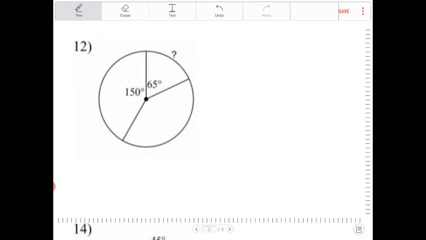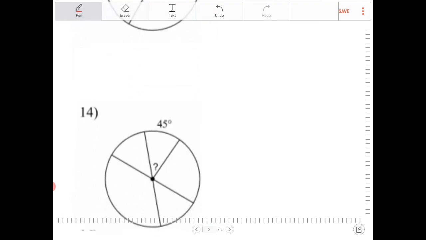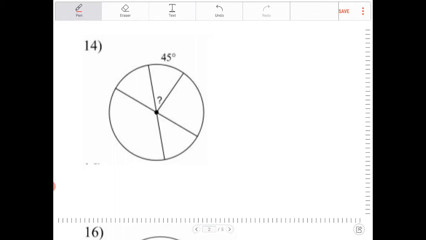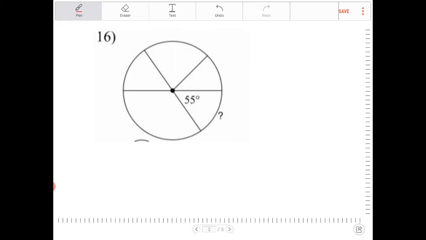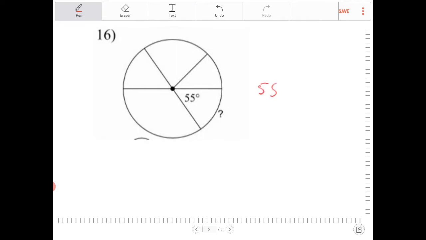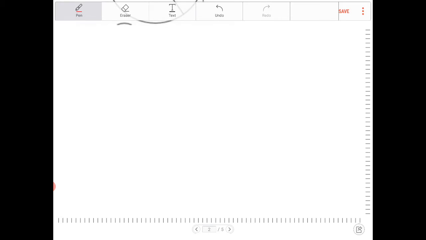Question 12, central angle 65, so that must also be 65. The measure of that arc is 65. The central angle there is 45. Easy. The central angle is 55 degrees, so that means the intercepted arc must also be 55 degrees. The measure of that arc is 55 degrees.